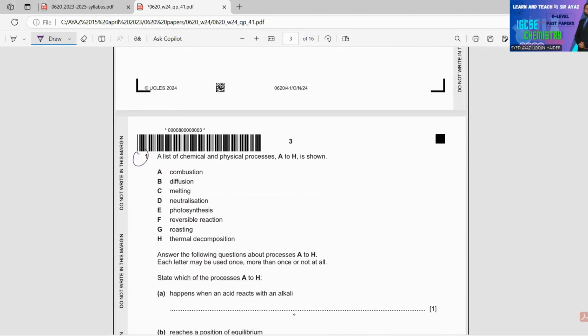Here's question number 1. A list of chemical and physical processes A to H is shown. We have combustion, diffusion, melting, neutralization, photosynthesis, reversible reaction, roasting, thermal decomposition. Answer the following questions about processes A to H. Each letter may be used once, more than once, or not at all. State which of the processes A to H, part A, happens when an acid reacts with an alkali.